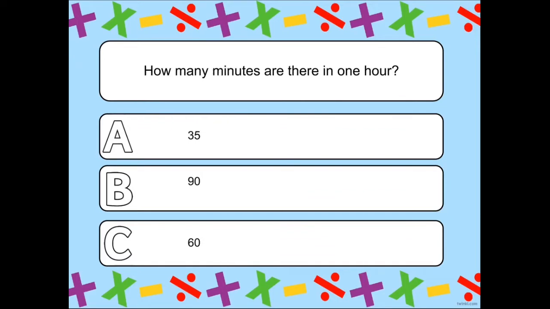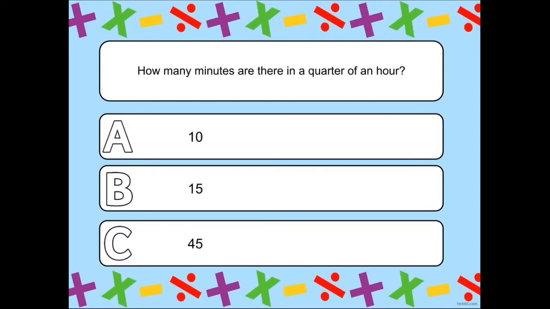Question 3. How many minutes are there in 1 hour? A, 35, B, 90, C, 60. Question 4. How many hours are there in a day? A, 12, B, 24, or C, 30. Question 5. How many days are there in a week? A, 7, B, 9, C, 10.